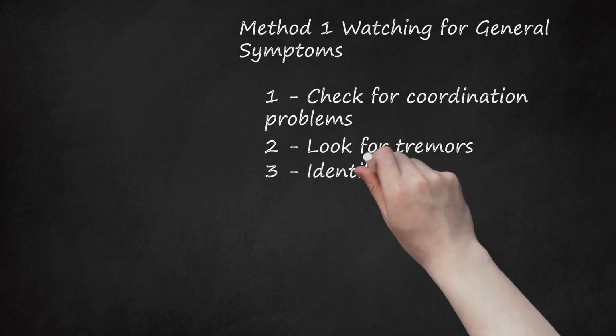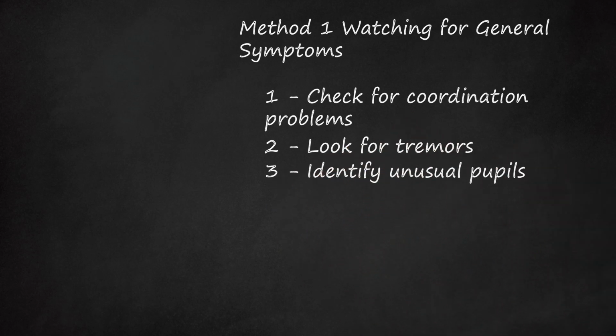3. Identify unusual pupils. Many club drugs dilate the user's pupils to an unusually large size, including methamphetamine, LSD, and GHB. Constricted pinpoint pupils, even in dimly lit rooms, are often an effect of heroin or other opioids, but these drugs are less common in party scenes.